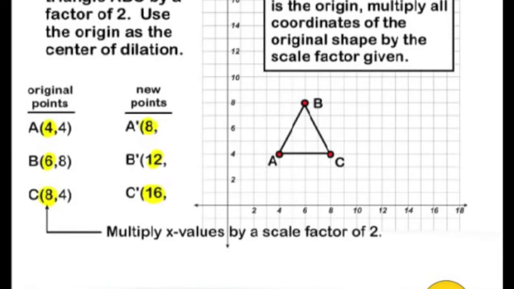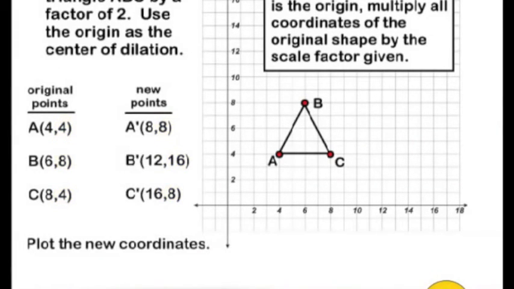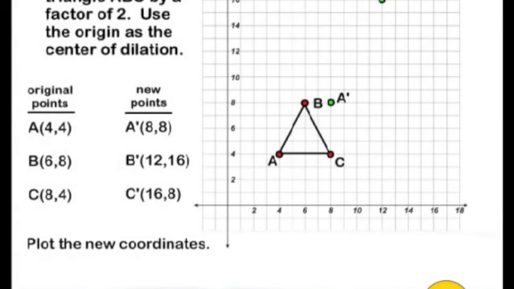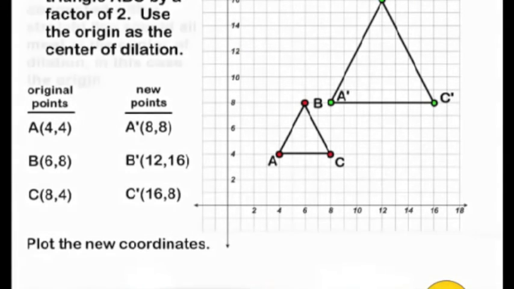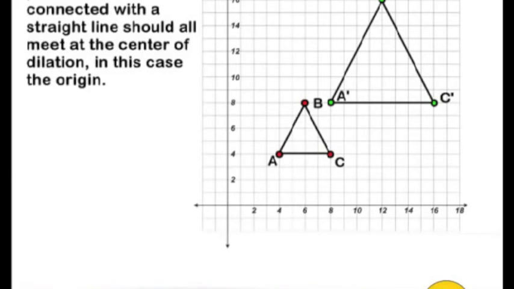Now we are going to increase the y values by a scale factor of 2 as well. So I'm going to take the values 4, 8, and 4 and double those, which will give us the values 8, 16, and 8. Now we have the new coordinates of our dilated object. Simply find those coordinates, plot the points, and connect them with a straight edge. To check the accuracy of your dilation, simply take a straight edge and connect all corresponding points and see if that line, were it extended, would intersect at the origin.